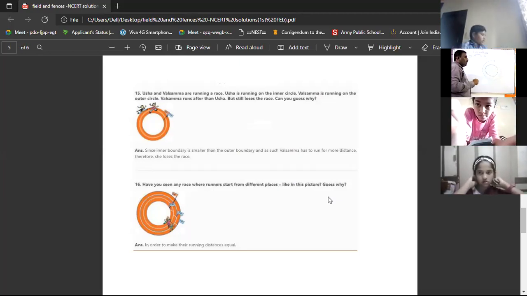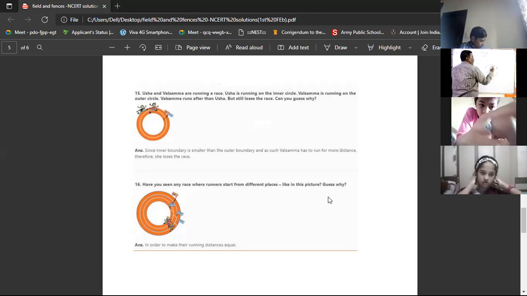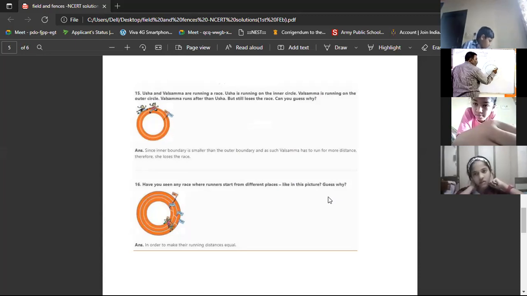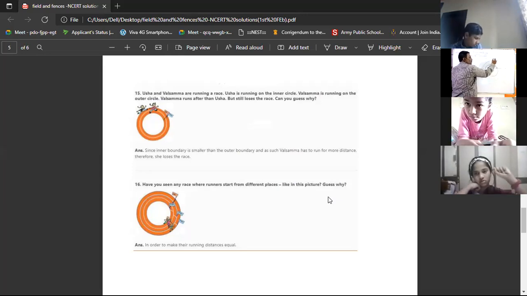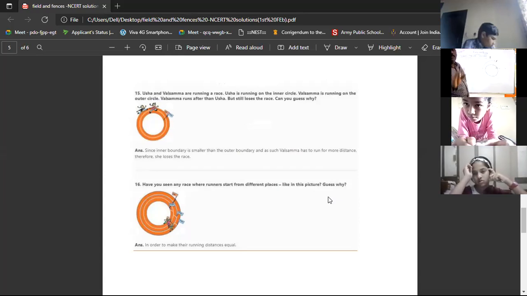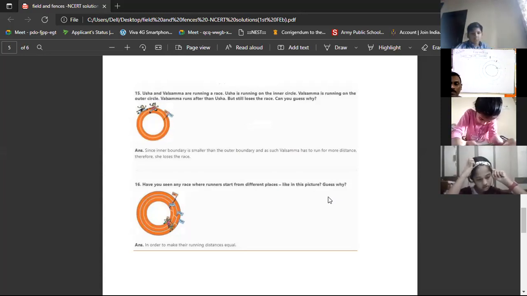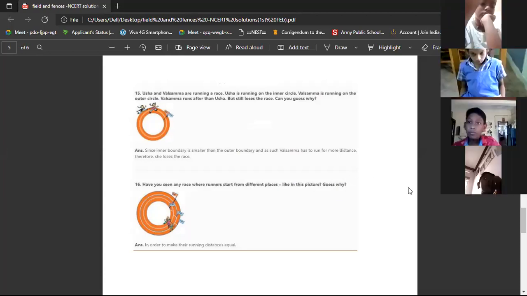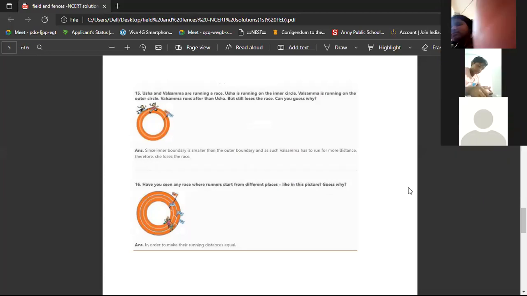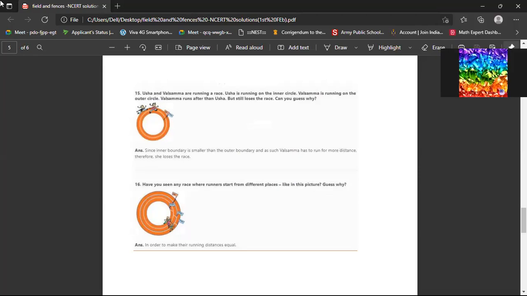To avoid this advantage, in a running race, generally what happens? When a person starts here, the other person will start somewhere here. They will not start at the same place, because this extra advantage is given to the other person, who starts here. They start at different places so that they can cover the same distance. That is the answer for the second question. Why are they starting at different places? Because they have to run equal distance. That's why they start at different points, not at the same point. If all start at the same point, whoever is running on the inner line will always finish first and win.